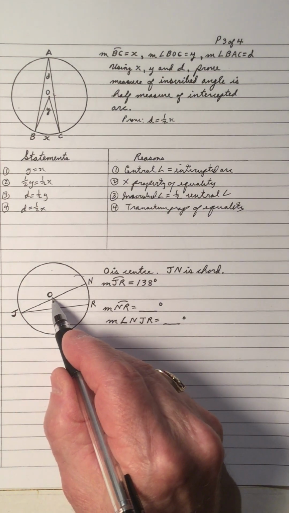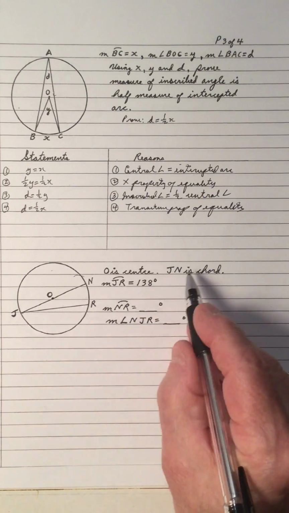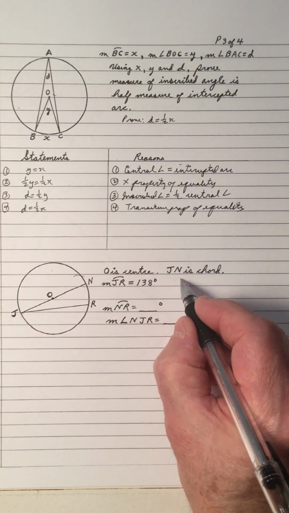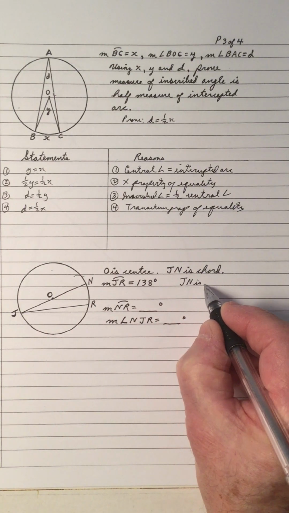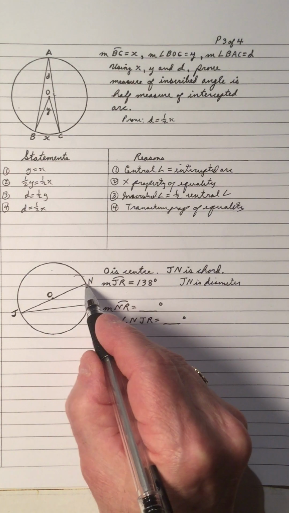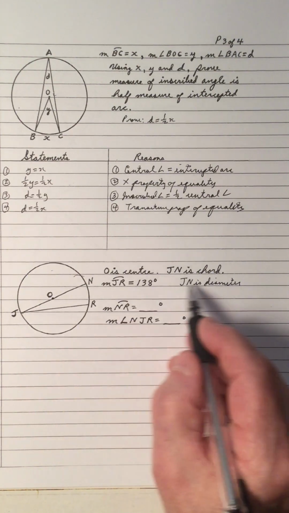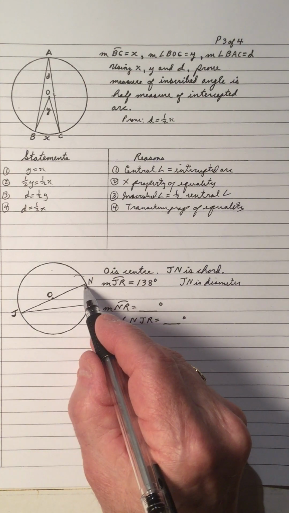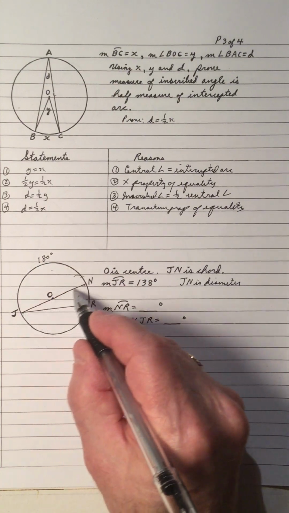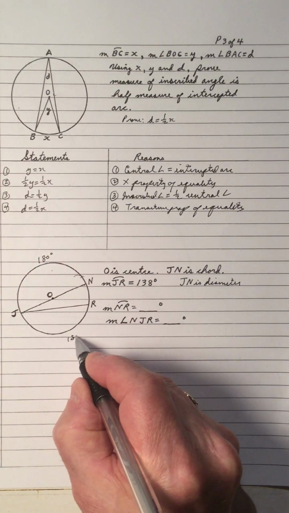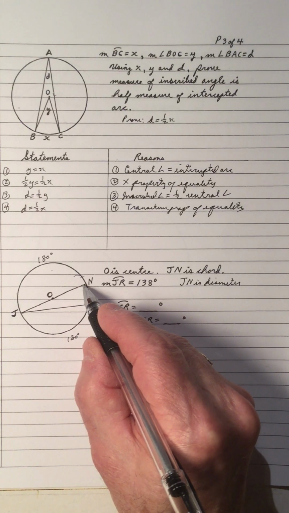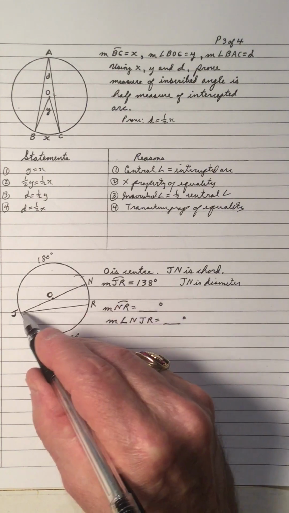O is the center of this circle. JN is a chord. I didn't say it was a diameter, I just said it was a chord. But a chord, JN, that passes through the center of the circle is a diameter. This being a diameter means that this arc up here is 180 degrees. This central angle is 180 because that's a straight angle.